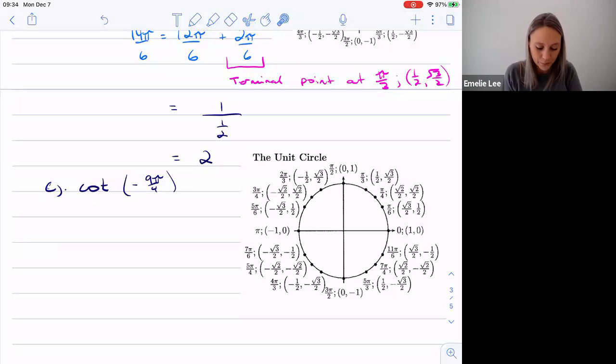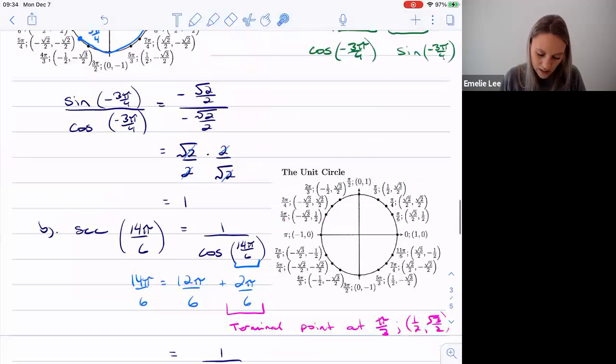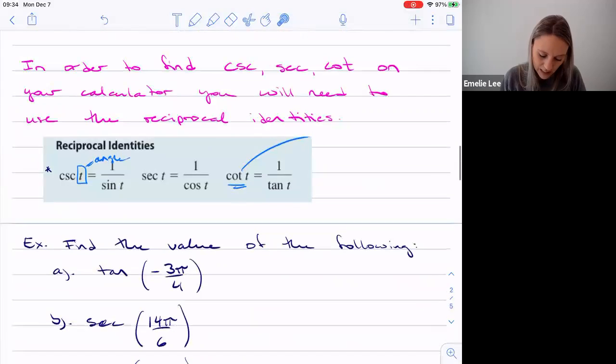So let's do this one. First of all, we know that the angle that we have to deal with is negative 9 pi over 4. Just remembering that the negative tells me that I'm moving clockwise instead of counterclockwise. But also we're dealing with the cotangent. So the cotangent is the reciprocal of tangent, right? So here the cotangent of t is 1 over tan t, okay?